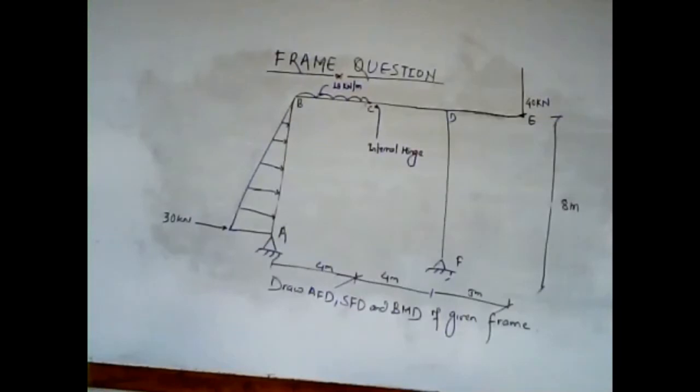So here we are presented a question of a frame in which we are given two hinge supports A and F, and we have members AB, BC, CD, DE and DF, in which a triangular load is given in section AB with an intensity of 30 kilonewton per meter.